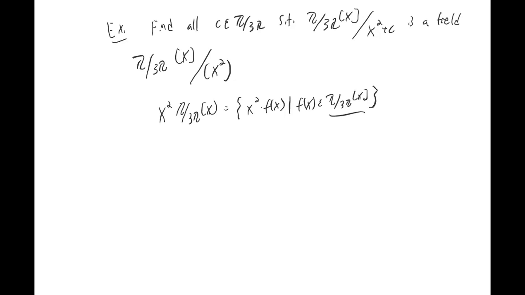So how about this? Use what we just learned. If it was a field, what must x squared be? What type of ideal must x squared be? Maximal. Good. Now, is this maximal? Can you think of a different ideal that's bigger, that's not the whole ring, that contains this thing?